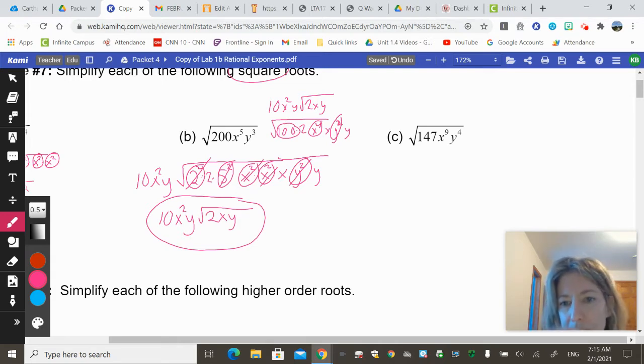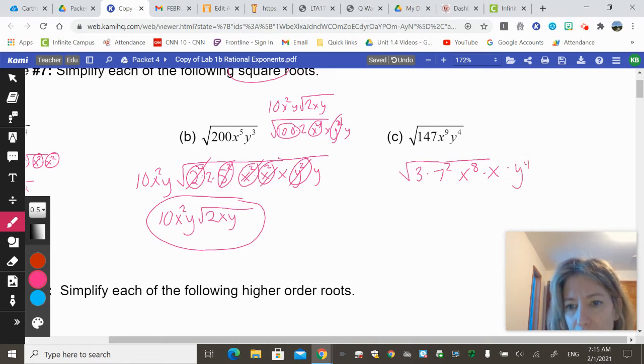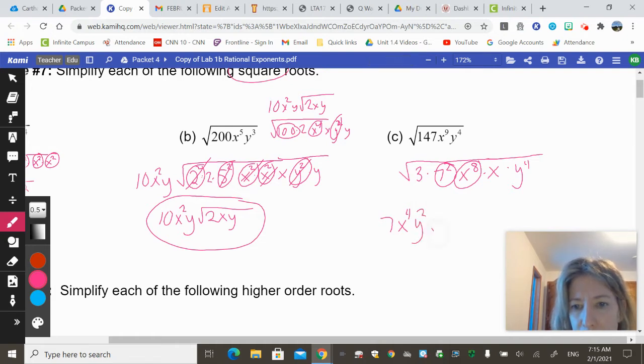All right, 147. I know that's 49 times 3, which would be 7 squared times 3, or 3 times 7 squared. So Calculator Soup would tell me 3 times 7 squared. And again, x to the ninth, I could put x squared times x squared times x squared times x squared times x, or I can just turn it into an even exponent, which is a perfect square, so I could do x to the eighth times x times y to the fourth. All right, so my 7 squared comes out as a 7. The square root of x to the 8th, I'm just going to cut that in half. It's going to be x to the 4th. And then the square root of y to the 4th is y squared. And I have 3x remaining.